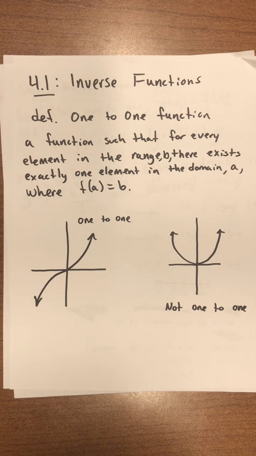Okay, in 4.1 we're going to talk about inverse functions. First we need to know what the definition of a one-to-one function is. So we know that a function is a relation such that for every valid input there exists a single possible output.